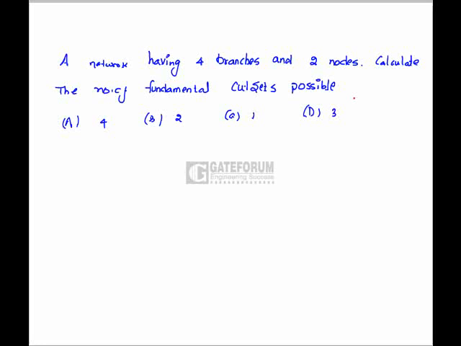Here the question is, a network having 4 branches and 2 nodes. Calculate the number of fundamental cut sets possible. We know that this is a question from graph theory, where the number of fundamental cut sets equals the number of nodes minus 1. Here the number of nodes is n, and n is 2. So 2 minus 1 is 1. Hence option C is correct.